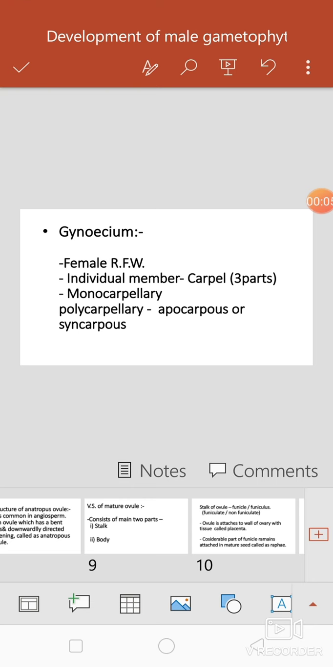Today we will discuss the topics: structure of Anatropous ovule, development of female gametophyte, and pollination. See, first, structure of Anatropous ovule.